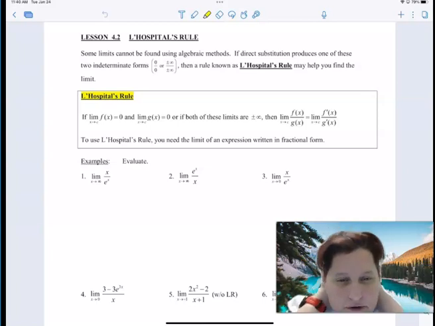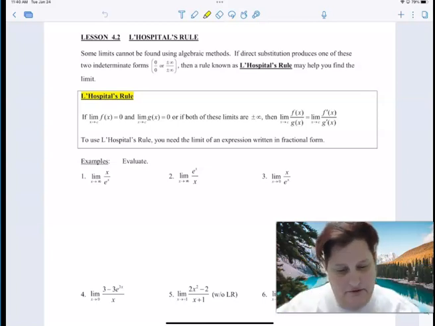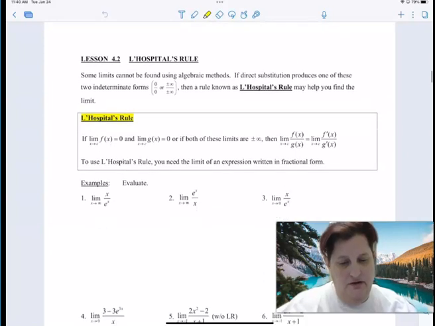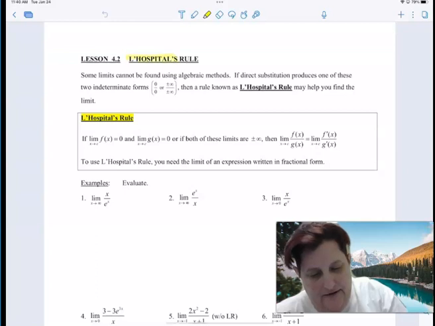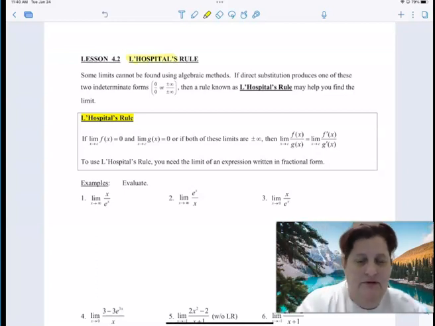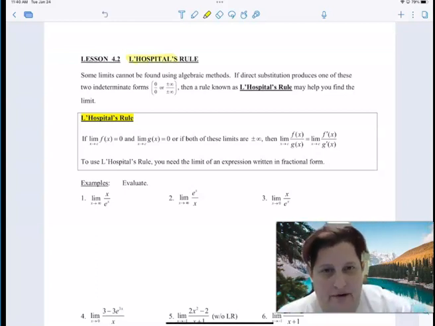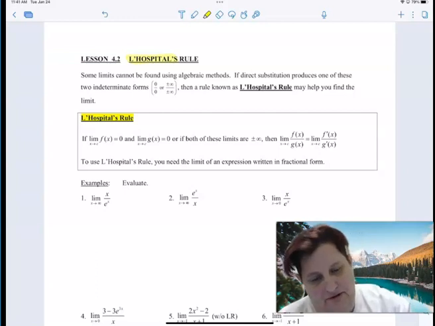All right, guys, today we're going to do lesson 4.2 notes, which is called L'Hôpital's Rule. This is a French guy. It looks like it says hospital, but it doesn't. It's L'Hôpital. All right, here's how it works.